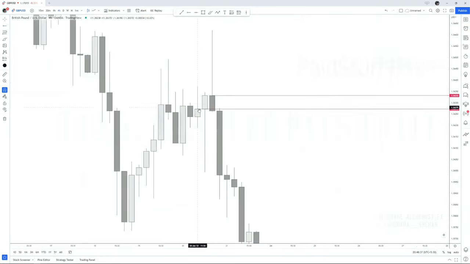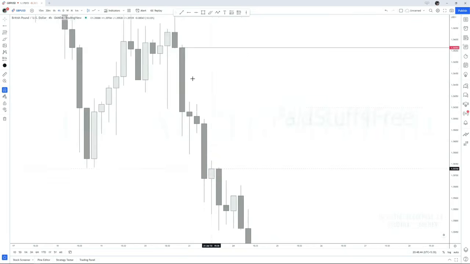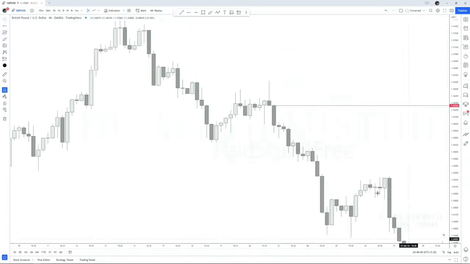Okay, so same thing. Look at this one. Even this is a point of interest. Even this one. Even this one. All these areas are POIs, but we're not going to use all of them. We're only going to use the ones that have liquidity below them.